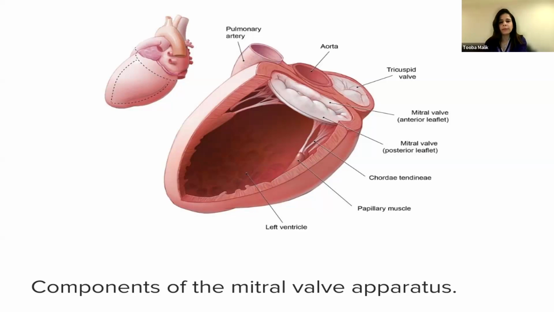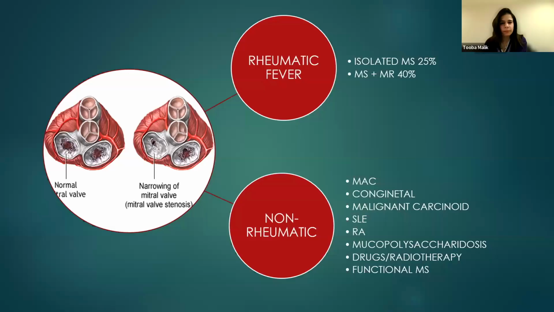Also in things like connective tissue disorders, we can have problems with the chordae tendineae or the mitral annulus itself, which can lead to stenosis or regurgitation. And then things like acute myocardial infarction can lead to rupture of the papillary muscles, which can cause secondary mitral regurgitation. So I'm going to move forward now.